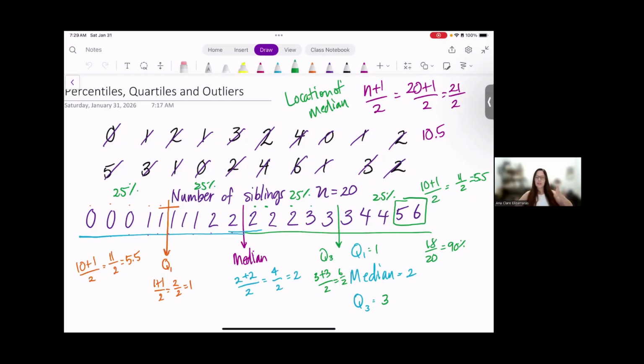I can do that with any of my groups to figure out what the percentile is by determining how many values fall below. So how many values fall below 5? There were 18. 18 out of 20 was 90%.